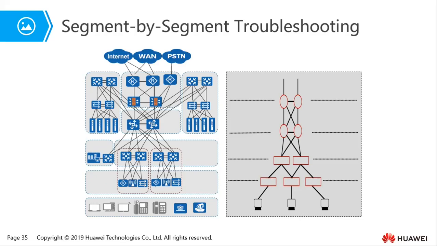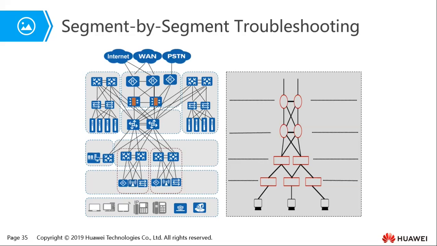Now we have segment by segment troubleshooting. This is normally used when locating a fault on a large-scale network. We want to identify the exact location where the problem is occurring. Again, this is done in order to narrow down the fault scope. Most of the time, we do segment by segment troubleshooting when we want to confirm the traffic paths of the affected services.